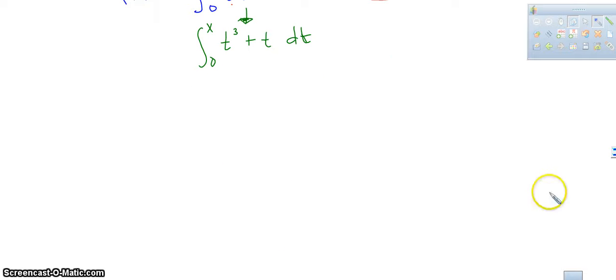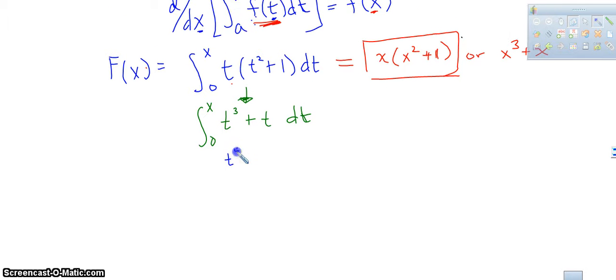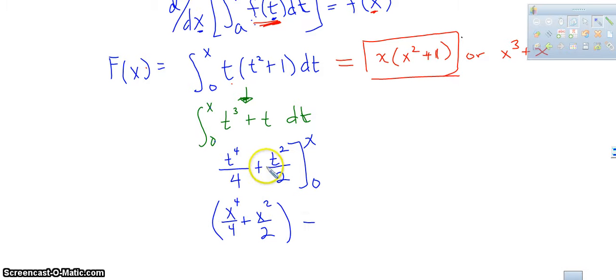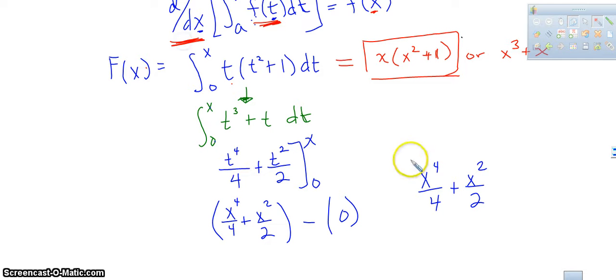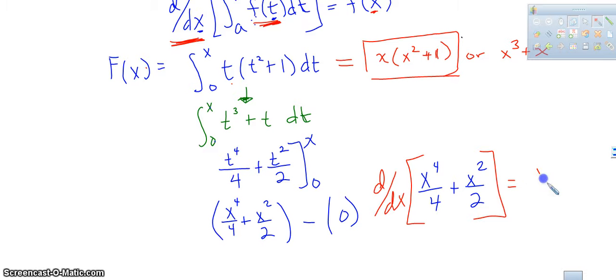And then I integrate. So when I integrate, I get t to the fourth over 4 plus t squared over 2, and I'm going to integrate between 0 and x because that's my lower and upper boundary. So I get x to the fourth over 4 plus x squared over 2 for my first term minus, well, when I put in 0, I just get 0. So I have x to the fourth over 4 plus x squared over 2, and then it was minus 0. Now, according to the second fundamental theorem of calculus, I'm supposed to take the derivative of this. And when I take the derivative of this, I end up getting x cubed plus x, what I was supposed to get.